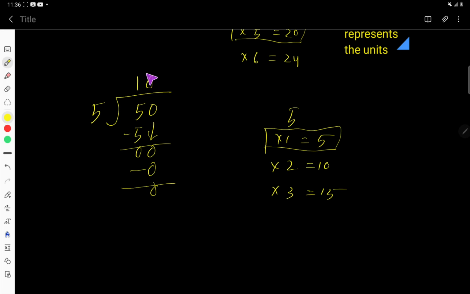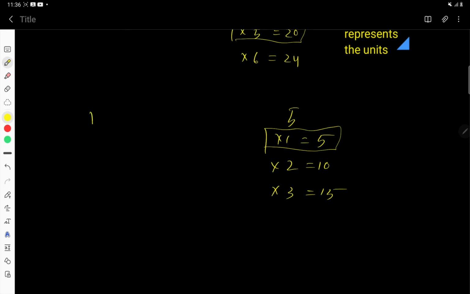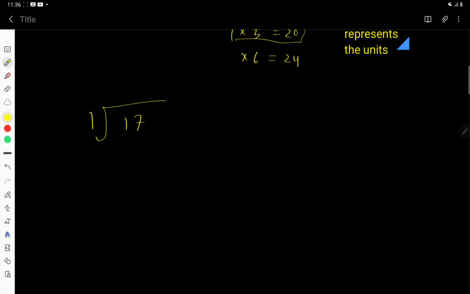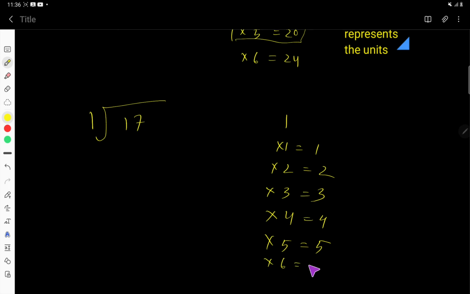Okay, so now let us take another example. How to divide 17 by 1? Can you guess? 1 goes into 1 how many times? Look, 1 times 1, 1. 1 times 2, 2. 1 times 3, 3. 1 times 4, just add 1, 4. Then 1 times 5, just add 1, 5. Then 1 times 6, 6. 1 times 7, 7, just add 1.